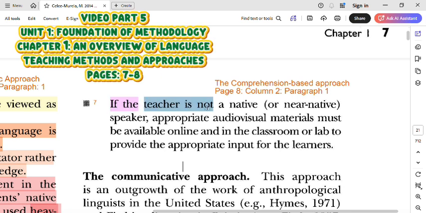Page 8, column 2, paragraph 1. Bullet point number 7. If the teacher is not a native or near-native speaker, appropriate audio-visual materials must be available online and in the classroom or lab to provide the appropriate input for the learners.